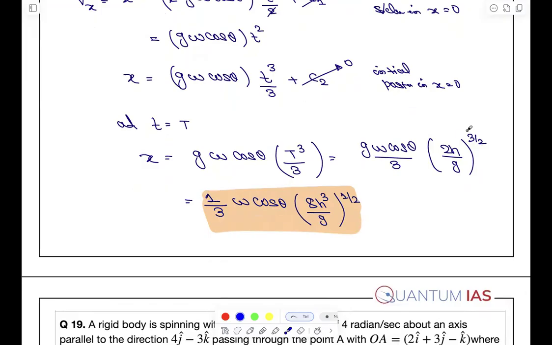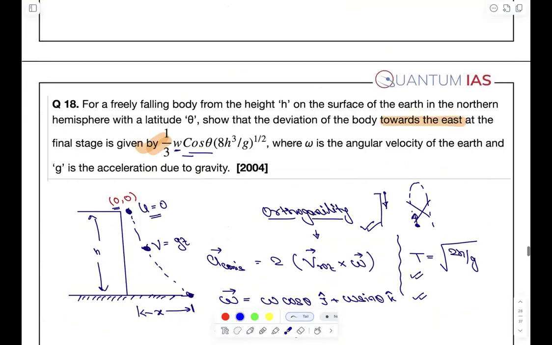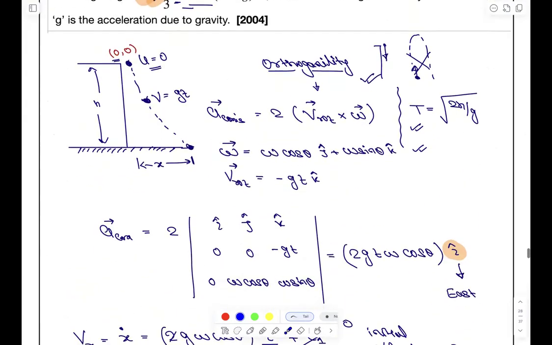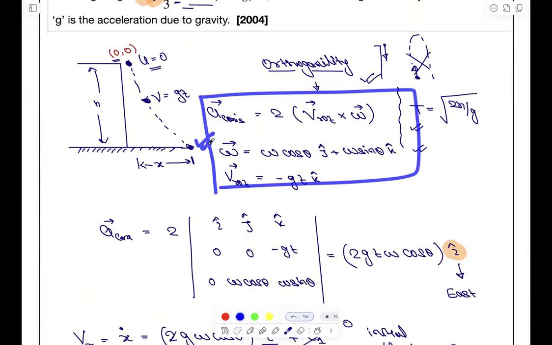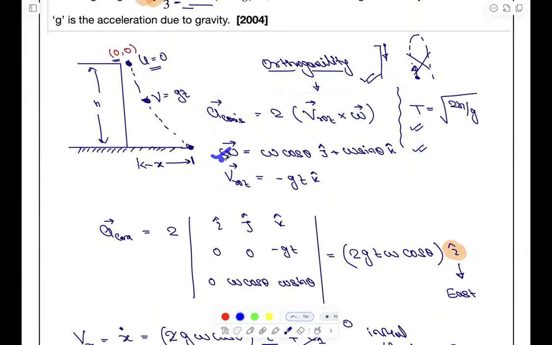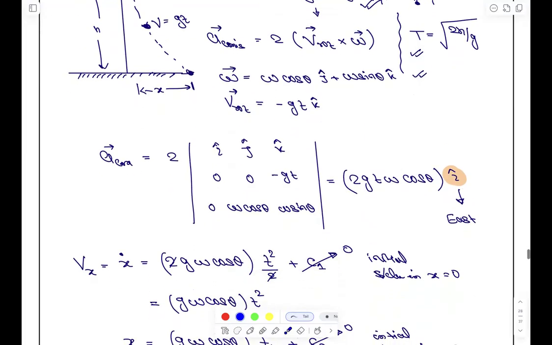So what we have done here is that now we have made the cube. So 2 cube is 8, h cube is h cube. And then when g will come inside, again cube, g will cancel out. So g will be in the denominator. I hope you're able to understand this thing. And this is the very important thing as far as Coriolis force is concerned. If you're able to write omega like this, and if you're able to write the v rotational in proper i, j, k, whatever the direction is, you will be able to find out any result.